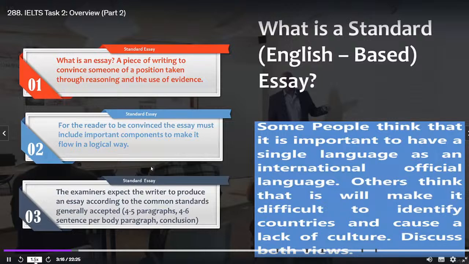There's certain components that you must include when writing a standard English-based essay. Now, of course, I'm going to tell you what those components are, and I'm going to give you examples of each of those components. The examiner wants you to write a 4 to 5 paragraph essay.